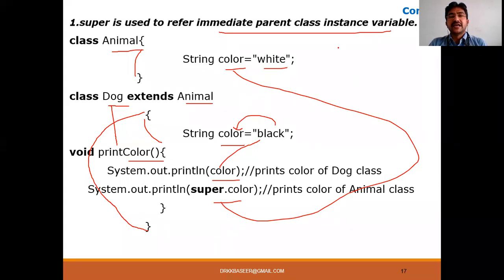So this is called the immediate parent class instance variable. This is the instance variable that is available in the parent, and to access that one, you can use super.color. That is one way to access it.